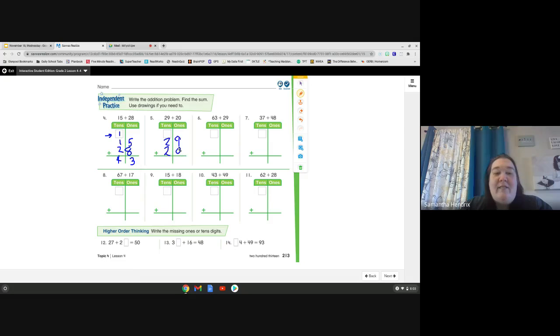29 plus 20. 9 plus 0 is 9. 2 plus 2 is 4. 63 plus 29. 9 plus 3 is 12. So I write my 10 and my 1. 6 plus 2 is 8. Plus 1, 9. If you got 82, you didn't add in your regrouping. 37 plus 48. I know my fact. 7 plus 8 is 15. I'm going to write my 10 and my 1. 4 plus 3 is 7. Plus 1 is 8. If you got 75, you didn't add your regrouping.